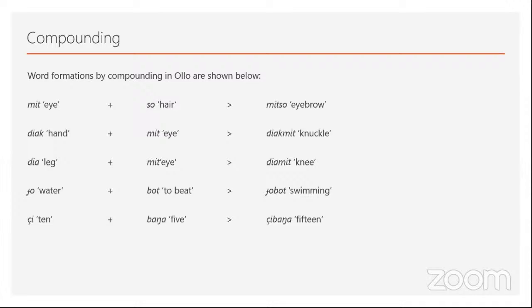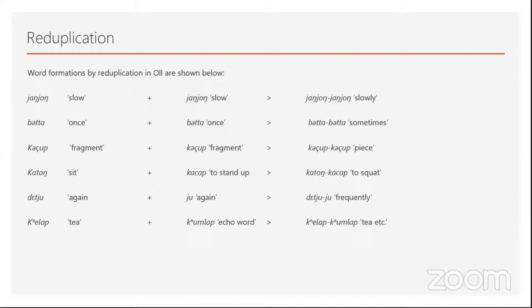So jaw, water, bot, beat, it becomes jobot, swimming. Chi, and in a numeral, banga 15, chi banga is a compounding of the numeral. And here, reduplication, yanyong. Yanyong means slow, and when it is reduplicated, it becomes slowly. And bata means once, and when it is reduplicated, it becomes sometimes.